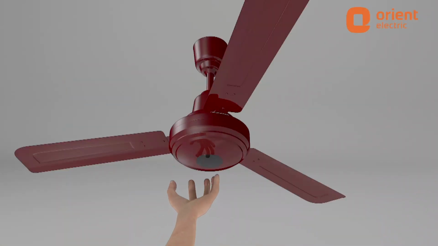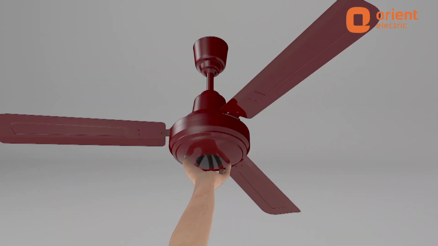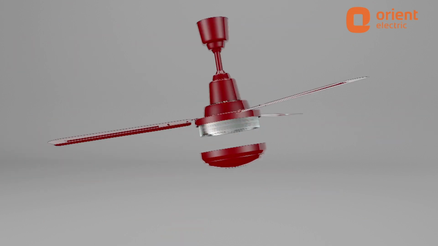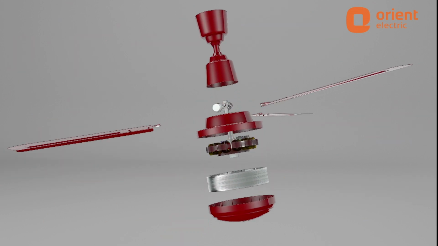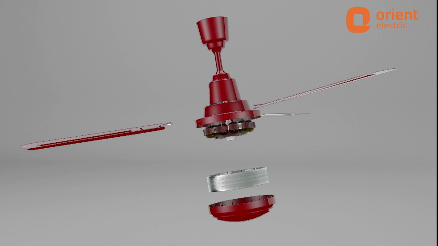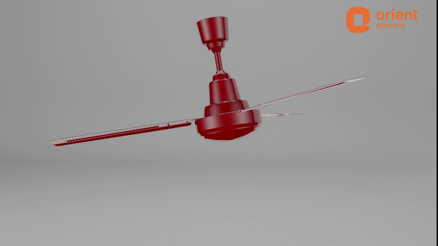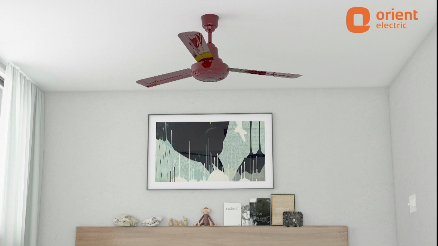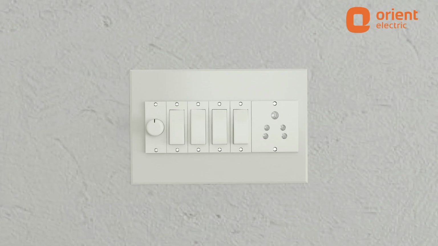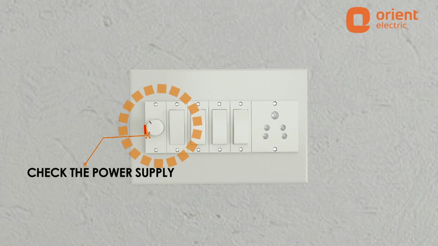After doing that, rotate the fan manually, and if there is a motor jam, you will need to dismantle and reassemble the unit. Low voltage or no supply of power could also be a reason your fan is not running. And if that is the case, you should check the power supply or correct the input connections accordingly.